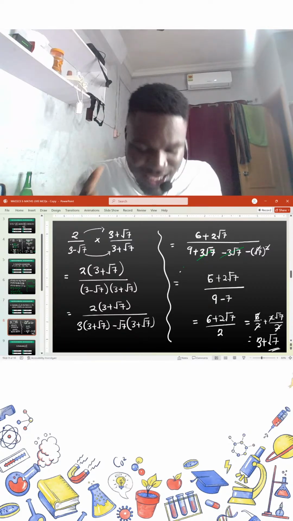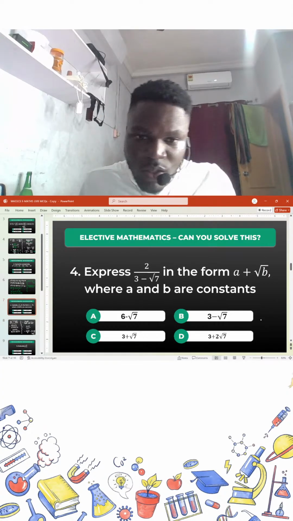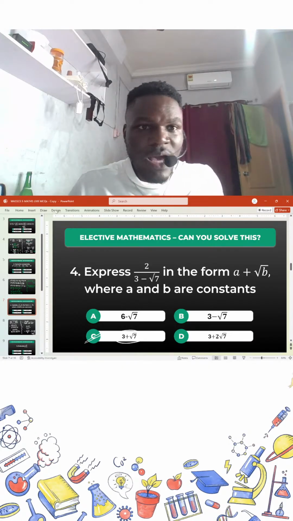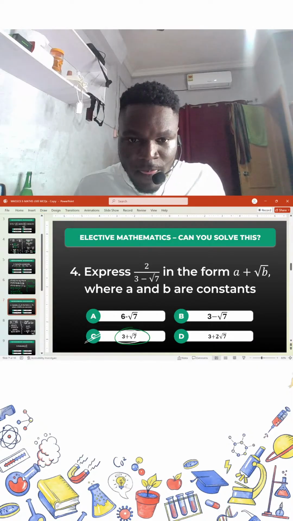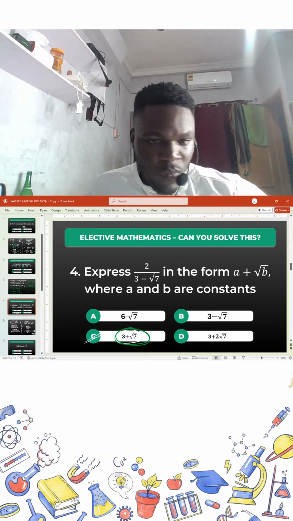So our answer here is 3 plus root 7. Are we okay? And if we go to the top, we can see that 3 plus root 7 is our correct answer, and that is option C that we have over here. So this is our answer as we can see over here.